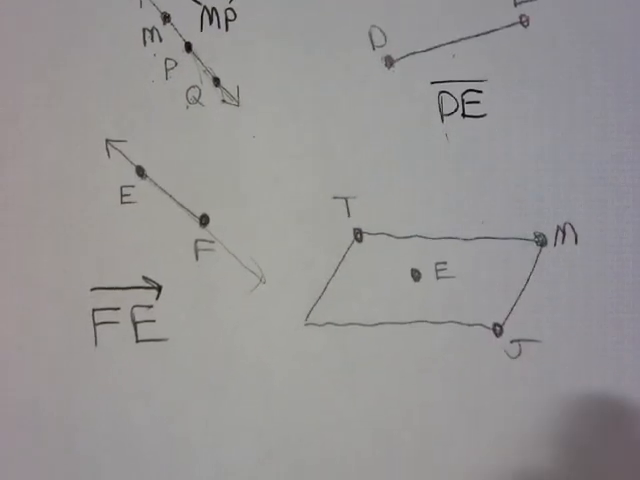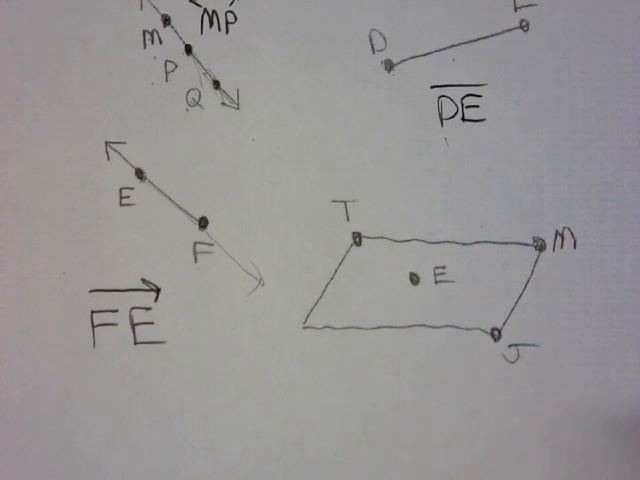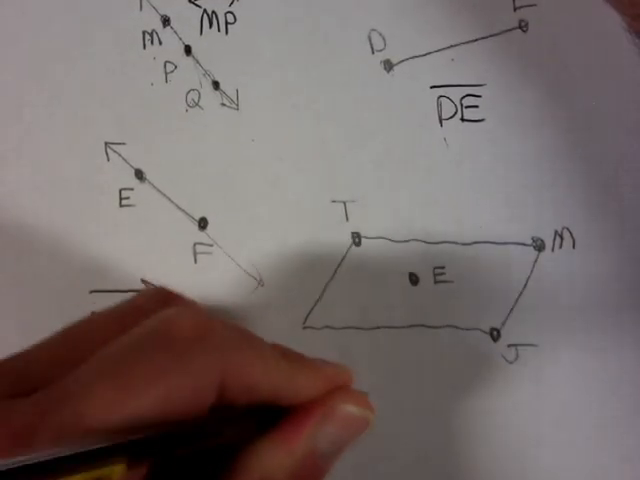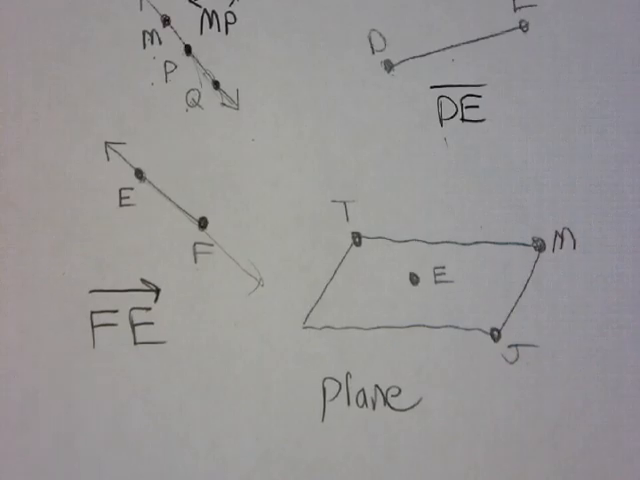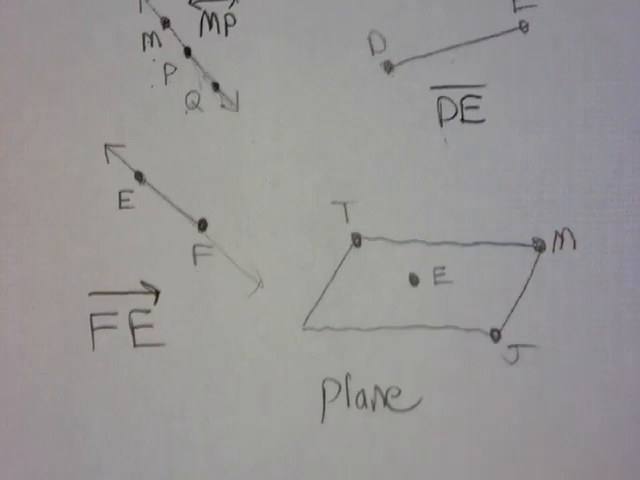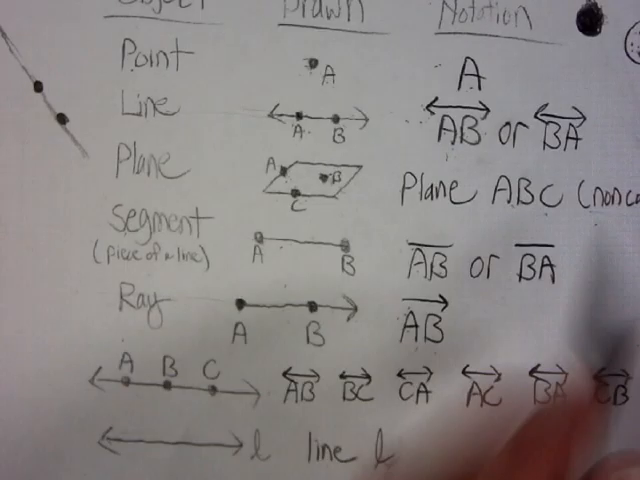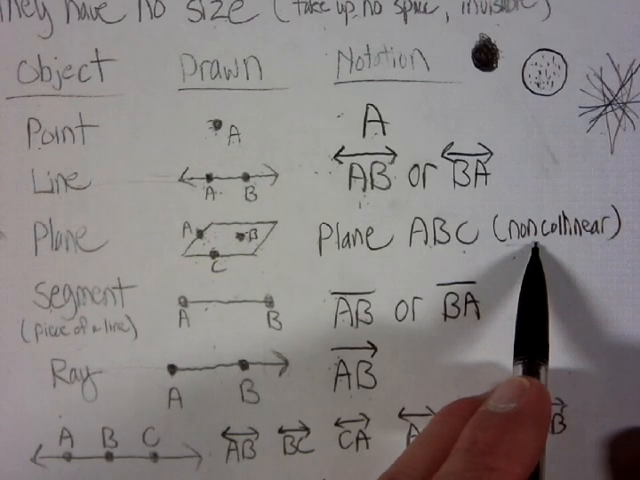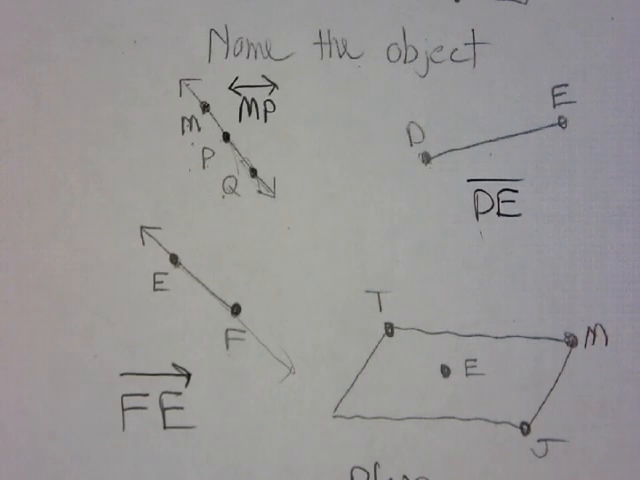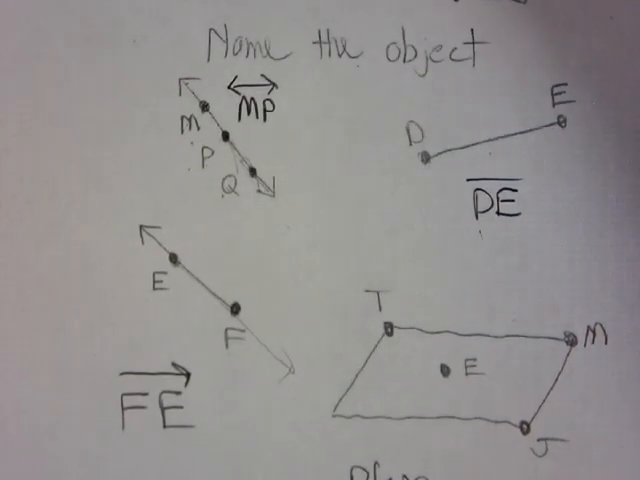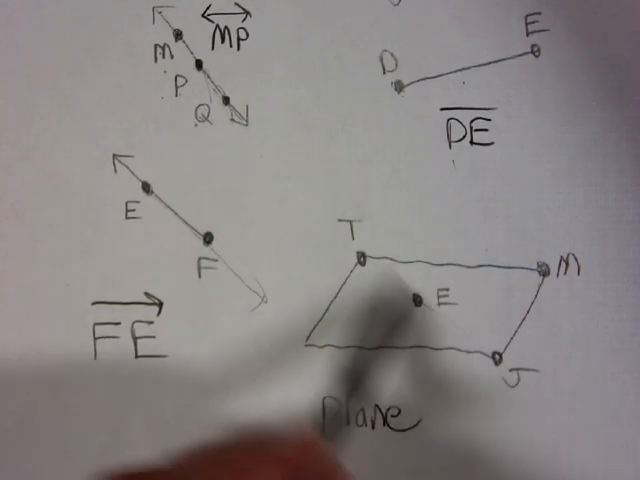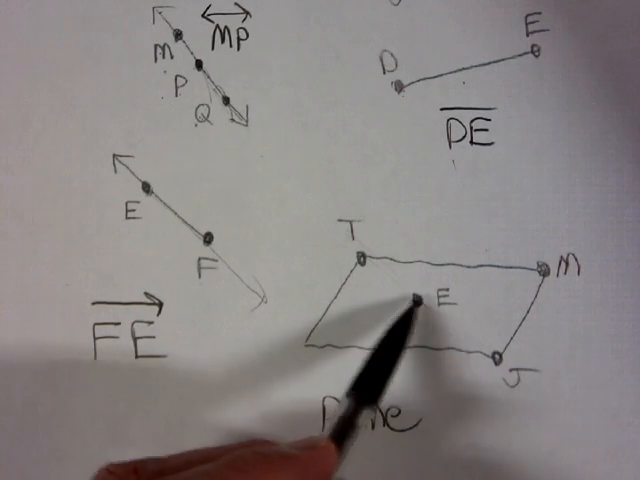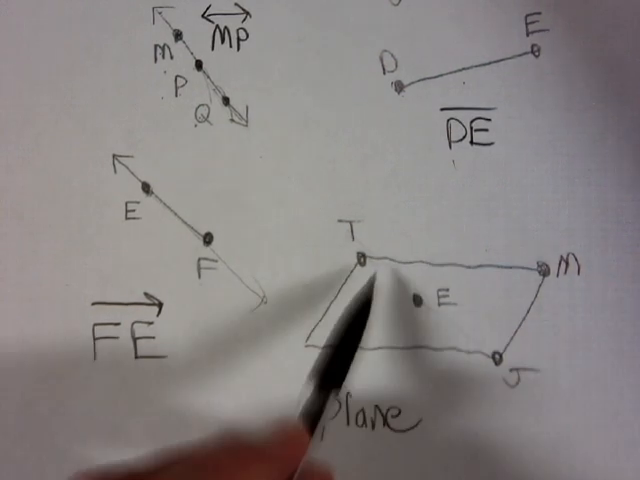All right, let's identify the last object. It is a plane. So I know the answer for the way you name the object is plane something. Now, remember, I need 3 letters, but I need my 3 letters to be non-collinear. That means not on the same line. They cannot be lined up. The 3 letters that I cannot choose here are T, E, J. I can choose any other combination, but not those 3.